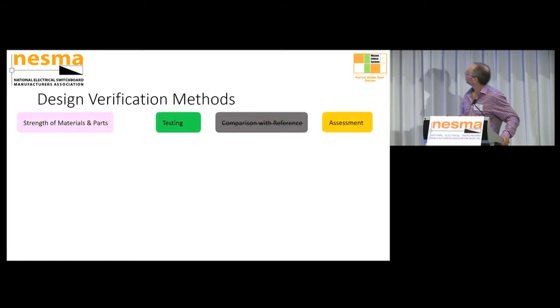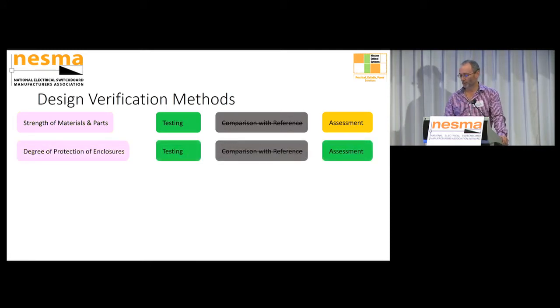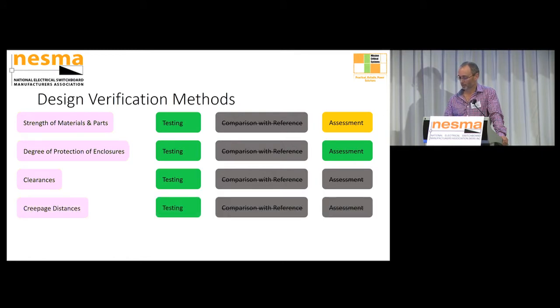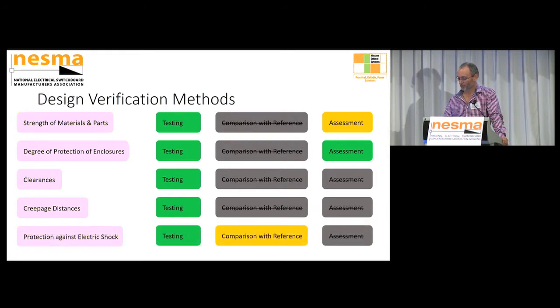So what's happening with the colour there? Strength of materials and parts, you can do testing or you can do assessment. I'm talking about things like bus bar supports, bits of metal casing, stuff like that. You can test it or you can assess it. Degree of protection of enclosures, you can test or assess. Clearances, you can test. You can't use comparison and you can't do assessment. Creepage distances, same situation. You can only test that. And protection against electric shock, you can test or compare with reference.